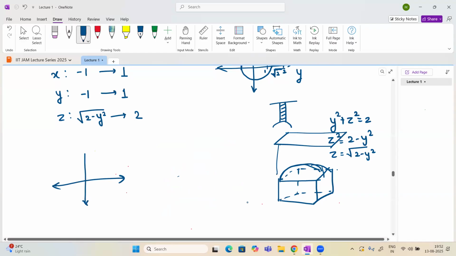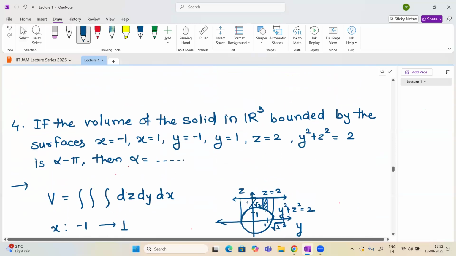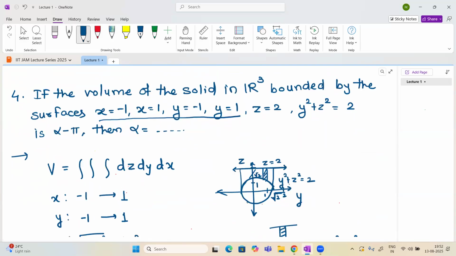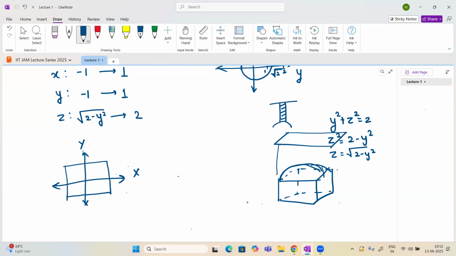Let us consider separately. This is the x-axis, this is the y-axis. In the xy plane, I'm talking about the xy plane only. The region is bounded by x is equal to -1, x is equal to 1, y is equal to -1, y is equal to 1. This is y is equal to 1, this is y is equal to -1, this is x is equal to 1, this is x is equal to -1. That means we get a rectangle. Agree? Sorry, square.